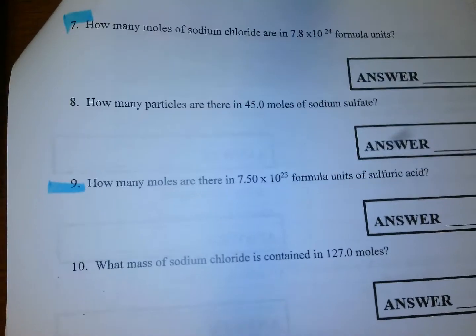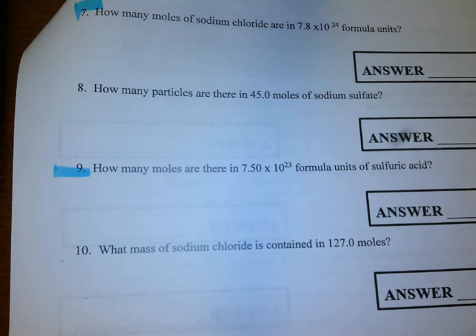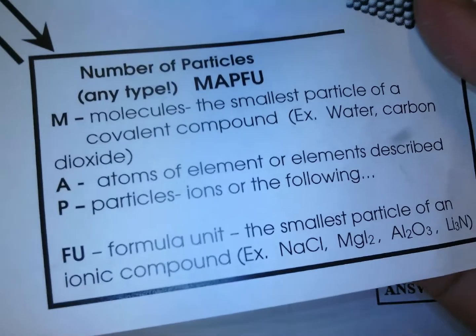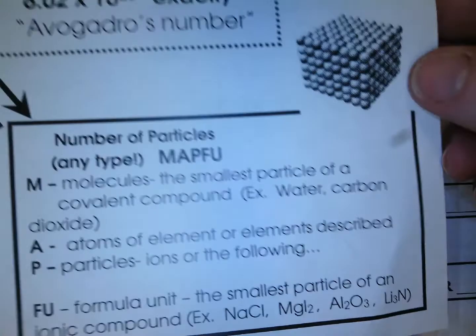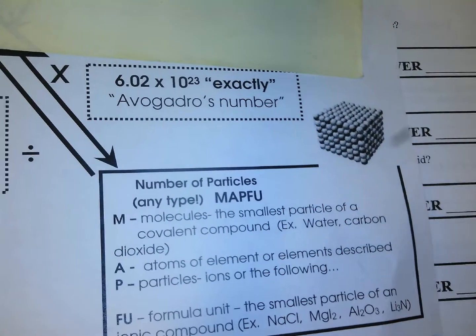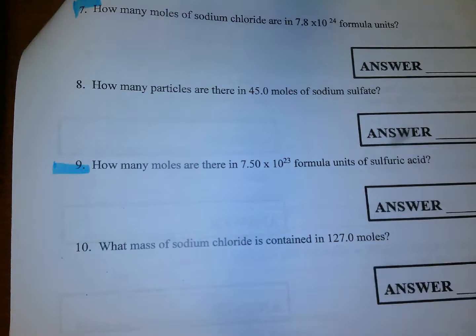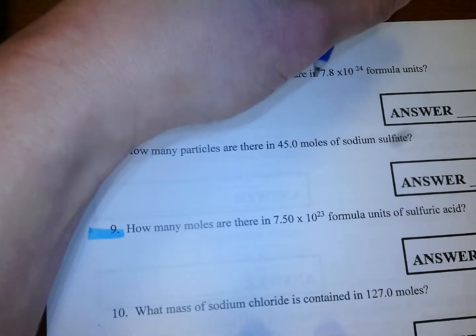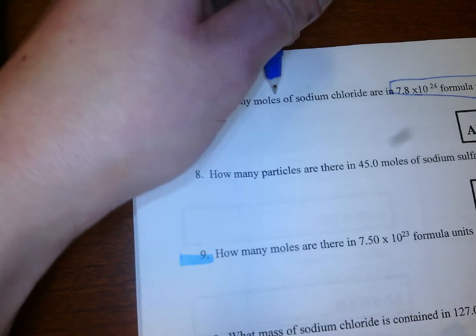Here we go. How many moles of sodium chloride are in 7.3 times 10 to the 24th formula units. See what I mean? That's the FU part of MAPFU. So I know Avogadro's number is going to be involved there, right? So if you see formula units, okay, that's my sign. Avogadro's number is going to be involved here. So this is my given. This is what I'm looking for. I'm looking for the number of moles.